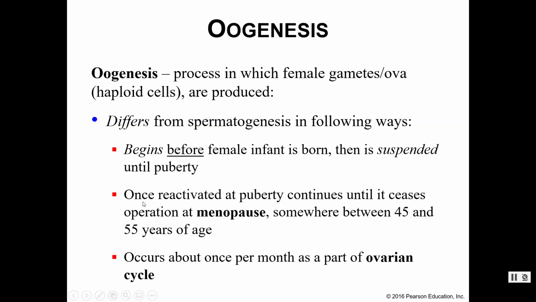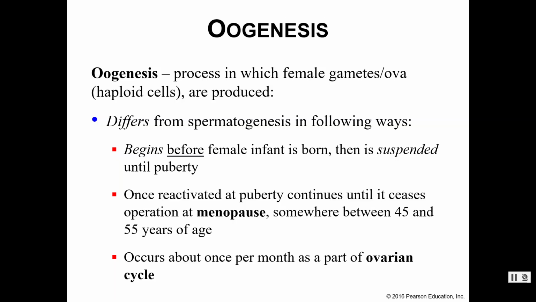However, once reactivated at puberty, so once we pick back up where we left off, oogenesis will only continue until menopause. And we've already talked about menopause. It usually starts somewhere between 45 and about 55 years of age.